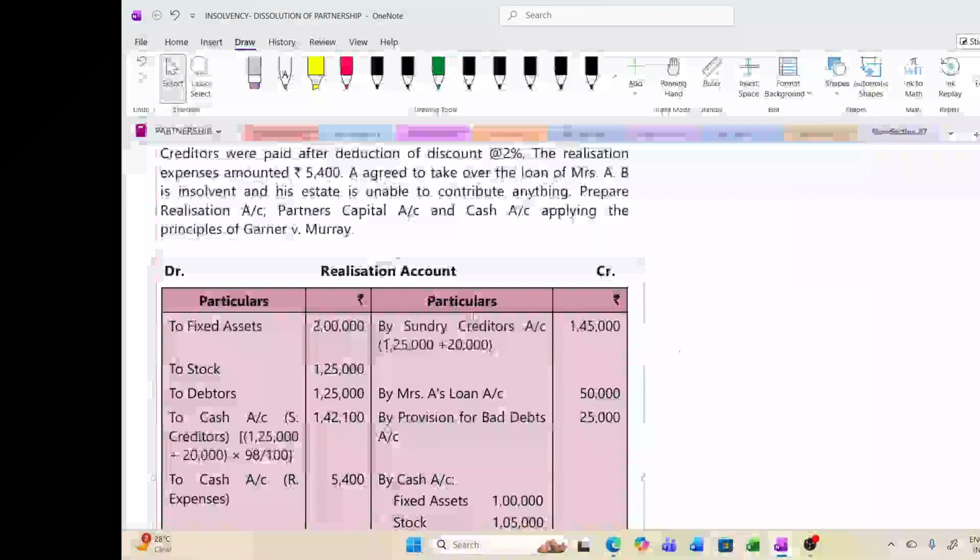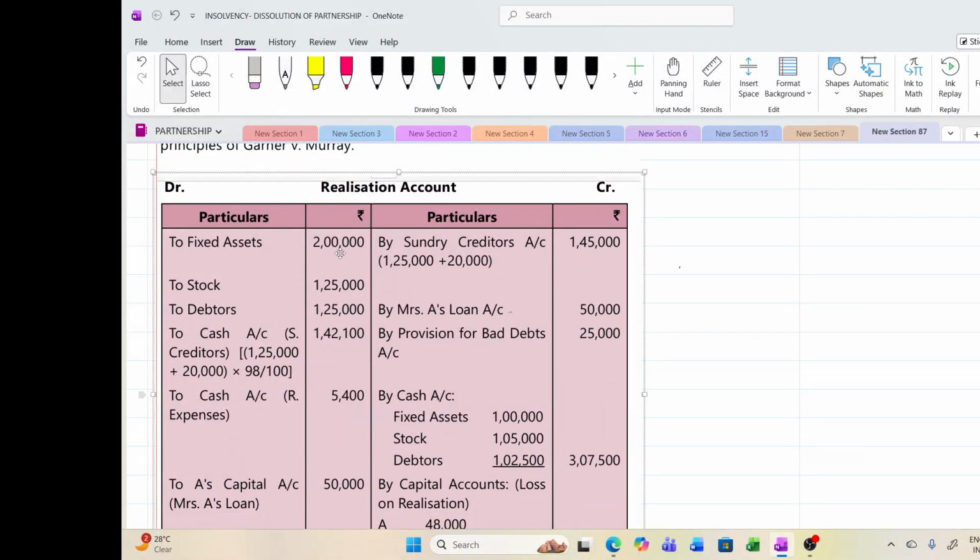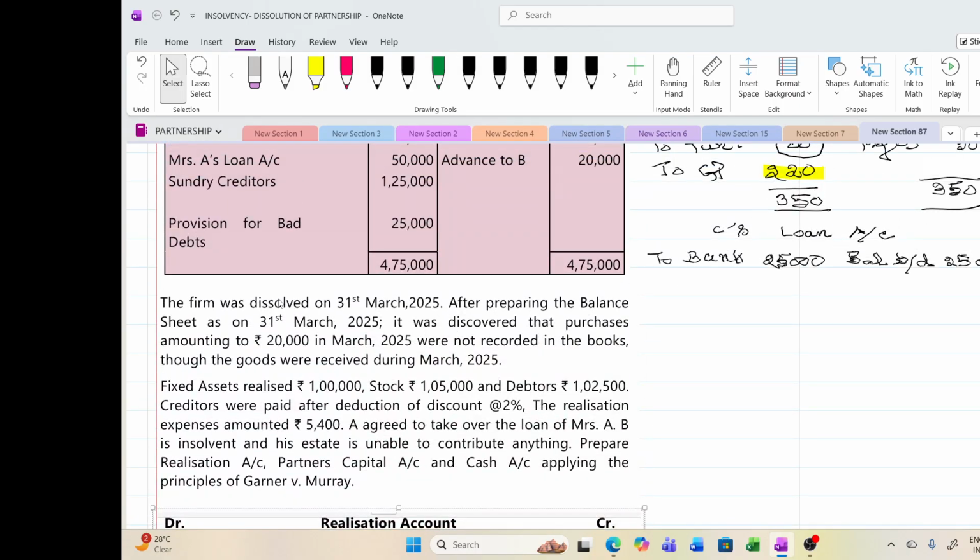First, we will look into that realization account. Fixed assets, stock, debtors, everything is transferred, and the liabilities, creditors account and Mrs. A's loan account, and provision for bad and doubtful debts account are also transferred. Now coming to this, the firm was dissolved on 31st March.